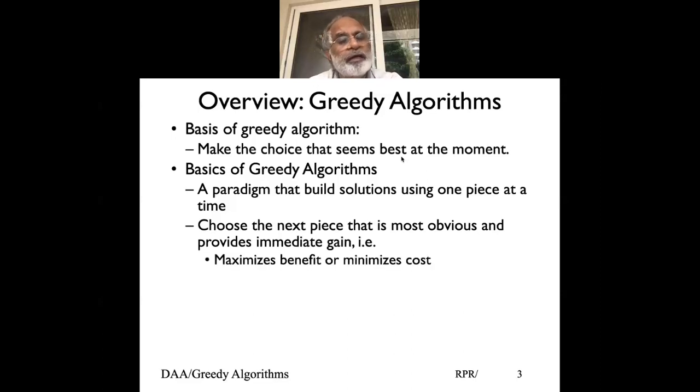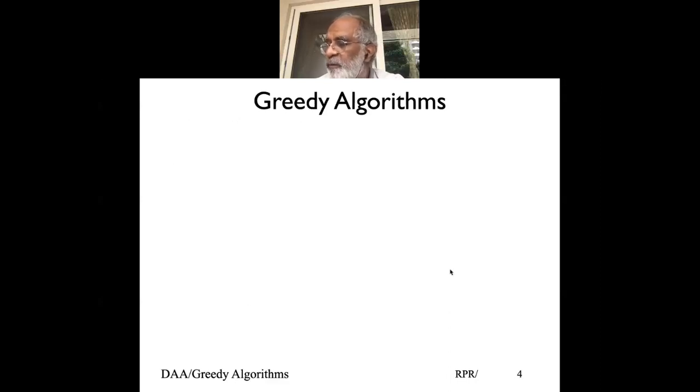Whatever you decide should either maximize your benefit or minimize your cost. What we expect is that if we keep taking this local decision one at a time, it may give me the total optimal solution overall. We expect that, but it need not be true. I'll give a few examples there. In some cases, it may work out. In some cases, it will solve the problem, but it is not going to give you optimal solutions.